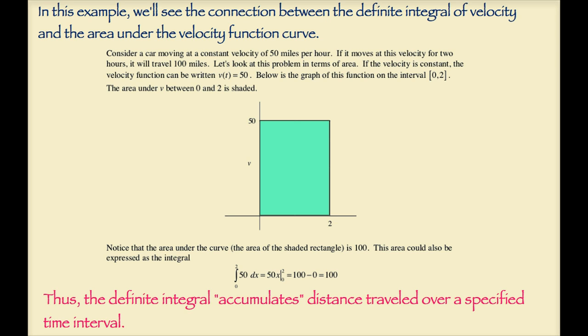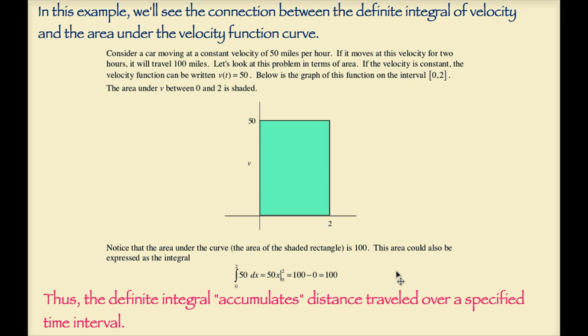Let's look at this problem in terms of area. If the velocity is constant, the velocity function can be written v of t equals 50. Below is a graph of this function on the interval [0, 2]. The area under v between 0 and 2 is shaded. Notice that the area under the curve, the area of the shaded rectangle, is 100.